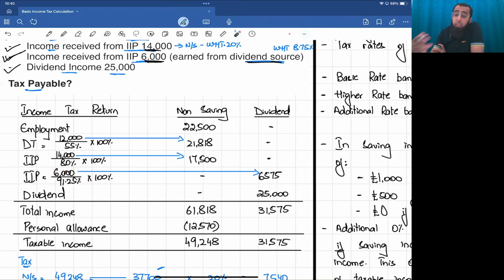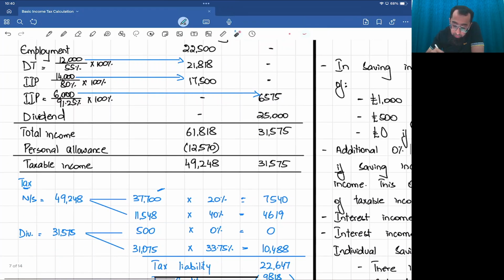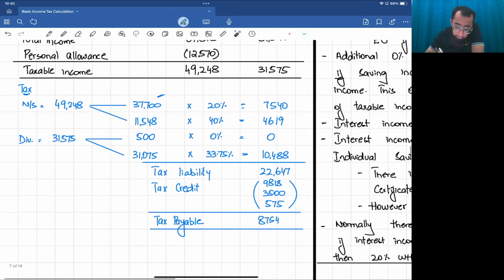You first need to gross it up. You first convert the incomes to full values, calculate the tax, and then adjust the advance tax which has already been paid. You arrive at the value of total income. You adjust your allowances to get the taxable income. And comes the taxes. Basic rate band, remaining non-saving at the higher rate, dividend first 500 at 0%. And since the basic rate band is already over, the dividend income goes at the higher rate. Liability, tax credits, and you get the final payable.